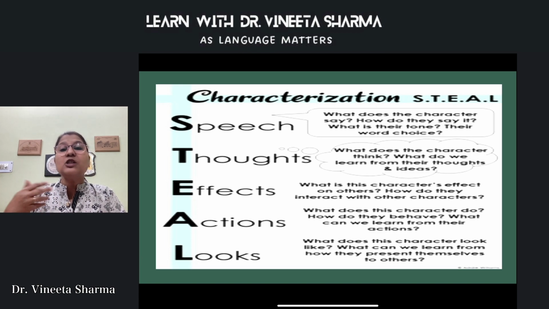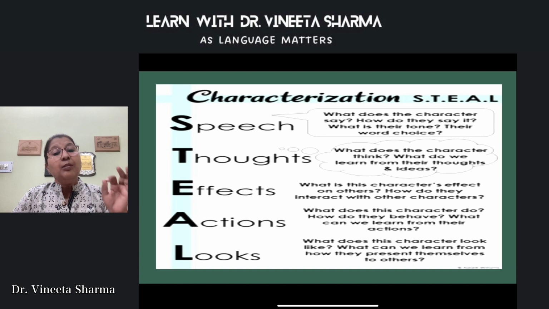Style. S for speech. Speech means what the characters say, how do they say it, what is their tone, their word choice. So whenever you read any dialogues in a story, you should definitely be able to find out the character traits out of those dialogues, out of those speeches which are there. Usually in ICSE and ISC, students do Shakespeare's drama. And you will see, characters are not introduced directly by the narrator. We are supposed to find character traits based on these 5 factors. All right. Through their dialogues, we might know about the character.